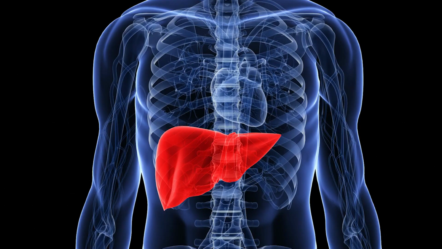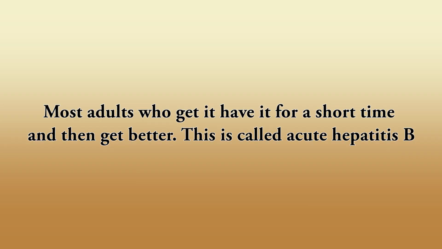Hepatitis B. Hepatitis B is a virus that infects the liver. Most adults who get it have it for a short time and then get better. This is called acute hepatitis B.